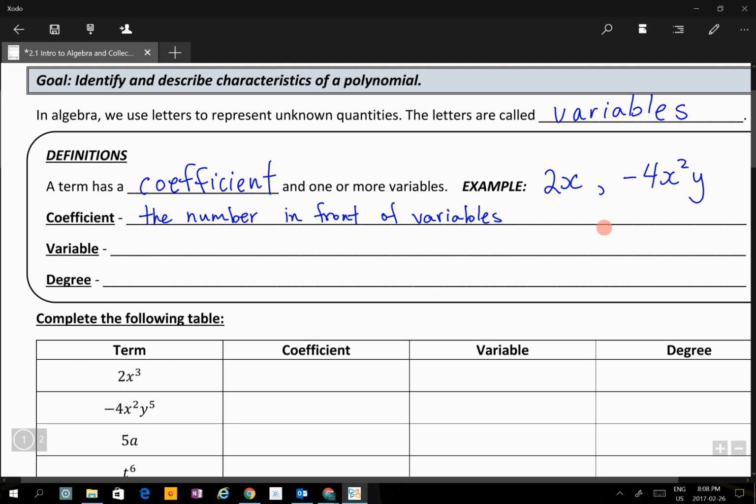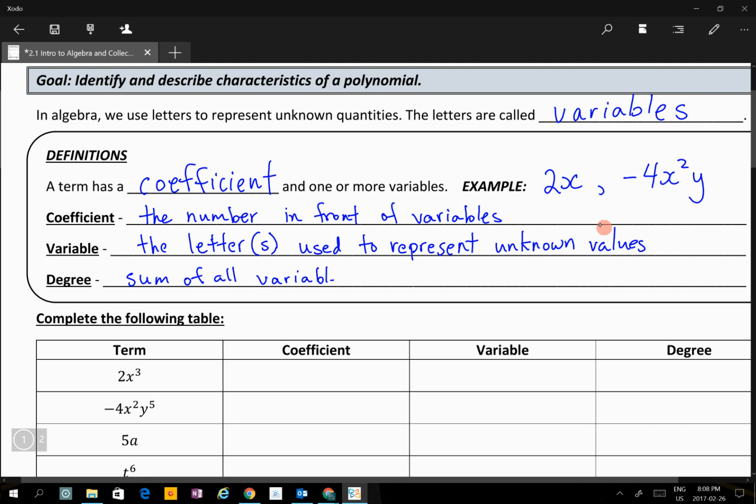The variable is the letter or letters used to represent unknown values. Unknown or even changing values. And the degree is the sum of all variable exponents in a term.